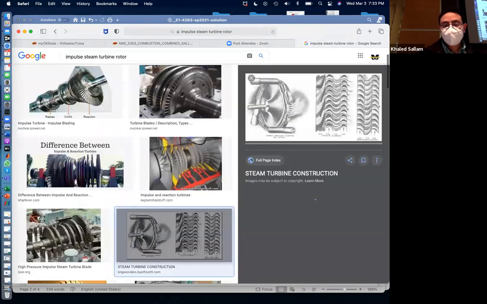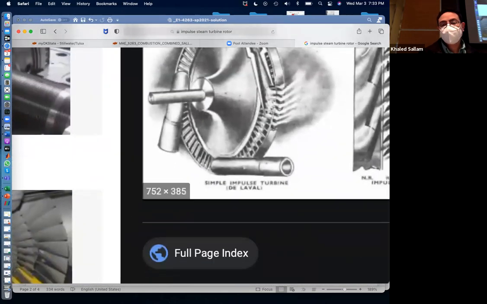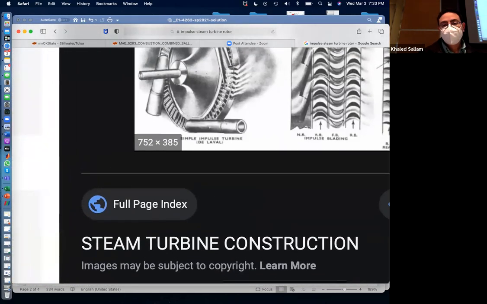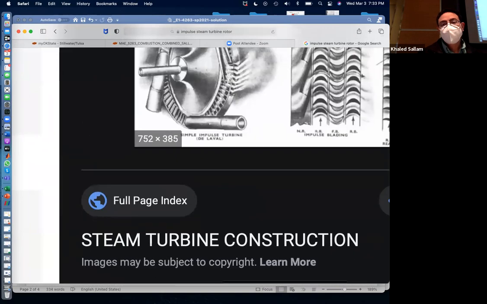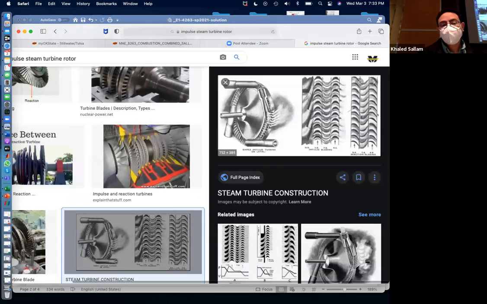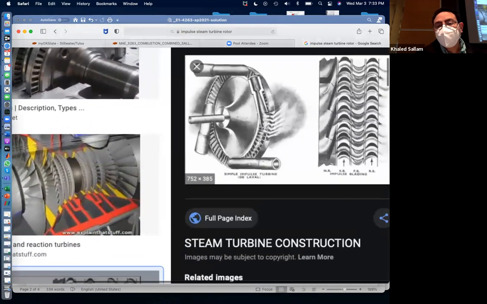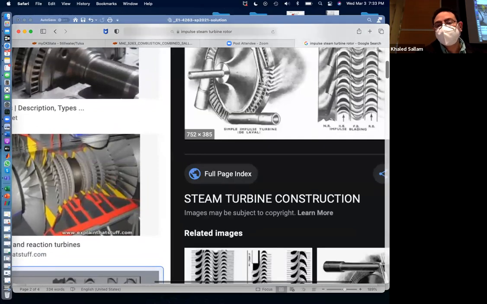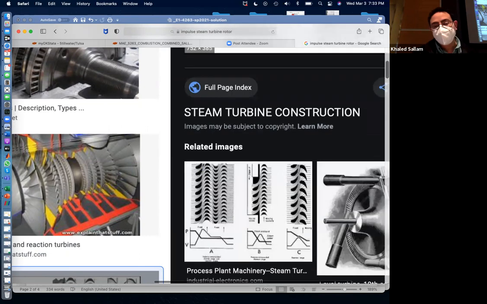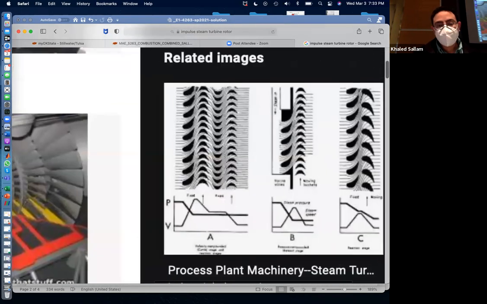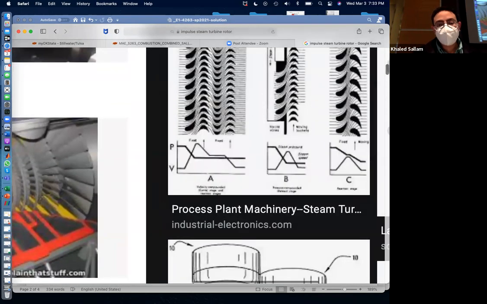So I mean something like this. I cannot see the picture. So my point is that it's like this. It's just like a cup, just like an inverted U. Go up and then invert and go down. So you change direction. So impulse or reaction turbine? This one.